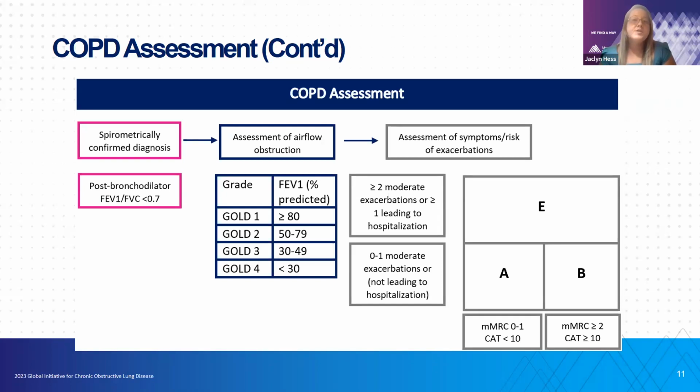So for our patients with a low symptom burden and low risk for exacerbations, they're classified as Group A. With patients who have a higher symptom burden, but still a low risk of exacerbations, they would be classified as Group B. And what's new in the 2023 guidelines is that they have merged the prior Group C and D to form a Group E in order to highlight the clinical relevance of exacerbations, regardless of what the patient's symptom burden is.